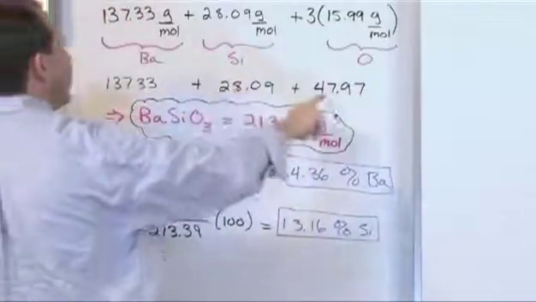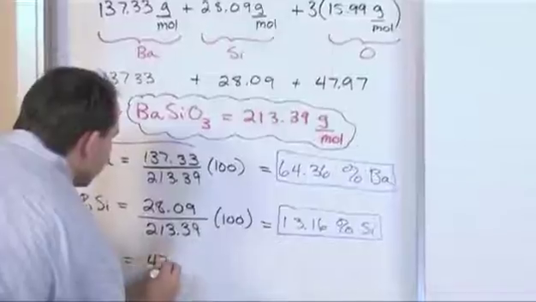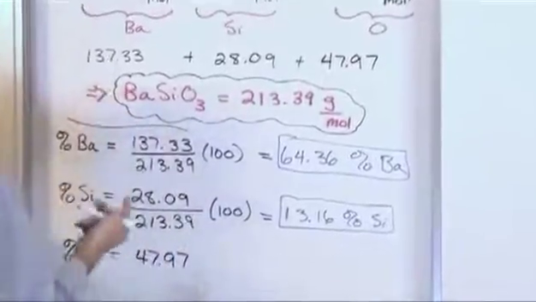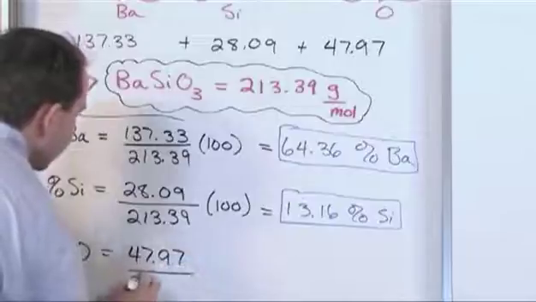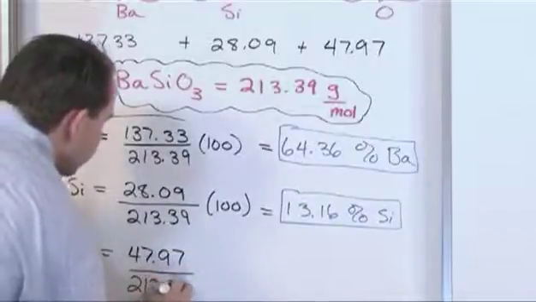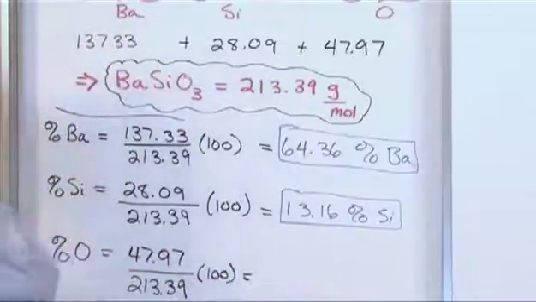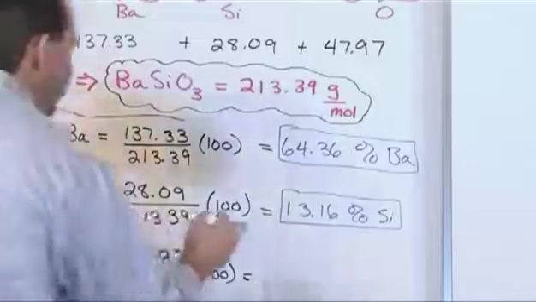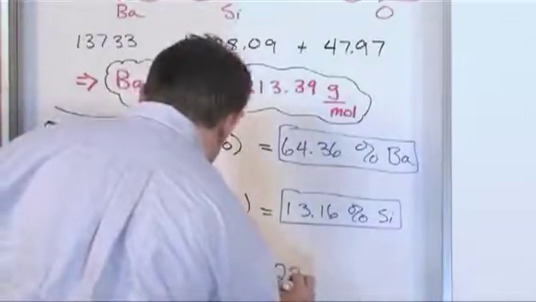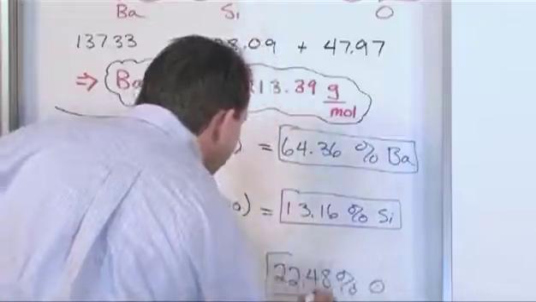That's why I wrote it out a second time, so you would have this number, 47.97. This is the amount in grams per mole of oxygen in this molecule. So then we divide it by 213.39, because that's the mass of the whole thing. So it's part over whole every time. We do this division, we get a decimal, multiply by 100, and we're going to get 22.48% oxygen. So this is what we have.